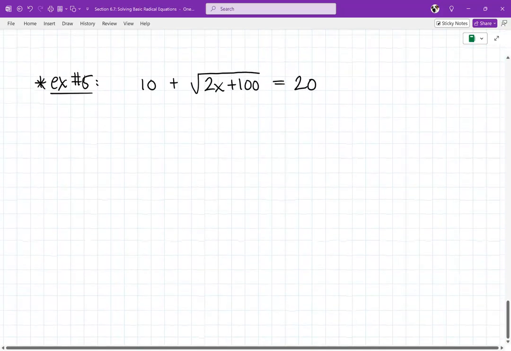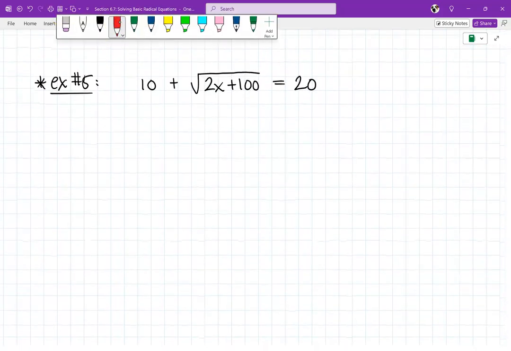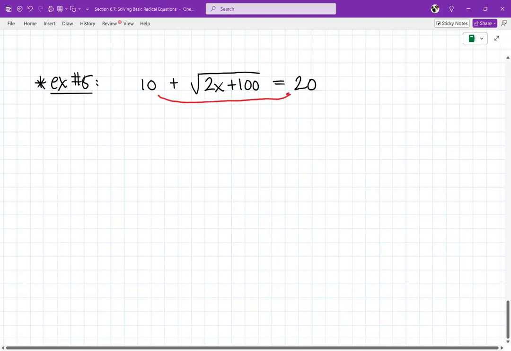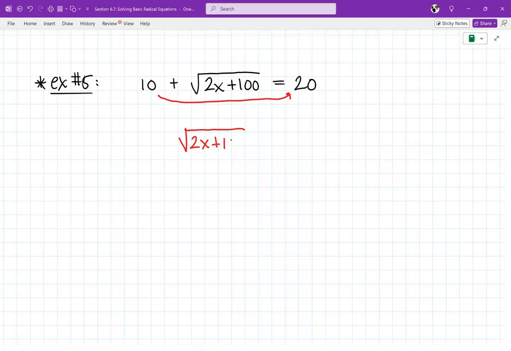This is one where there is something influencing the radical, right? Like right here we have a 10 that's adding to the radical. So I got to get rid of that 10. Once I get rid of that 10, then the radical will be all by itself, and that's good. So I'm going to move this 10 over to that side. So it's going to be the square root of 2x plus 100 is equal to 10.